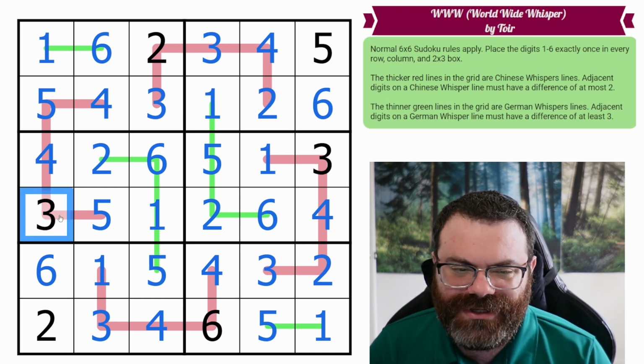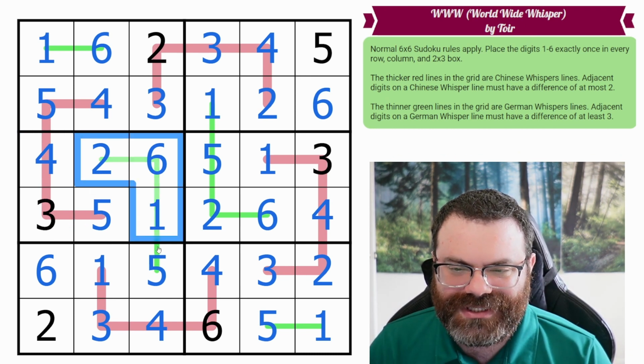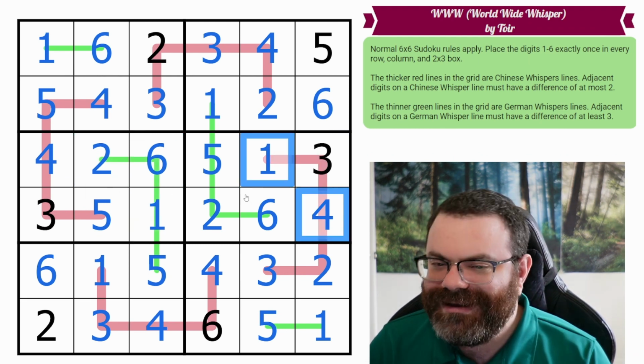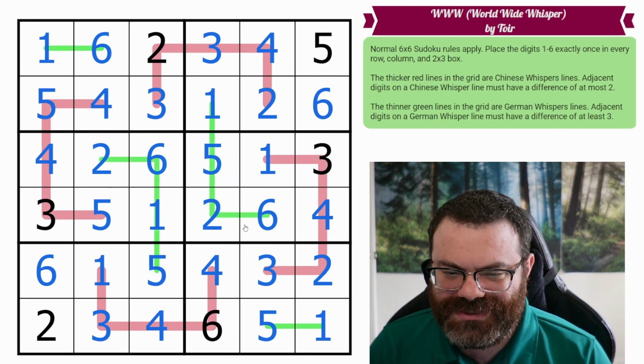Like I realized this 3 couldn't have the 6 next to it, put the 6 over here, and then I went, oh wait, this 3 does the same thing. And then I've actually got a 6 out of that, which was super neat.